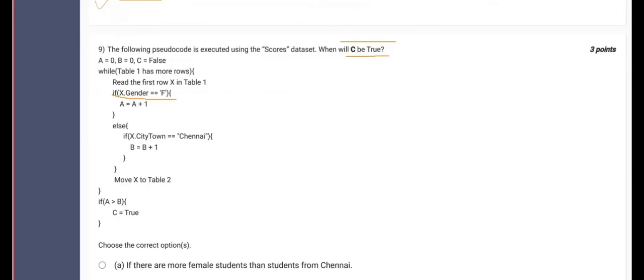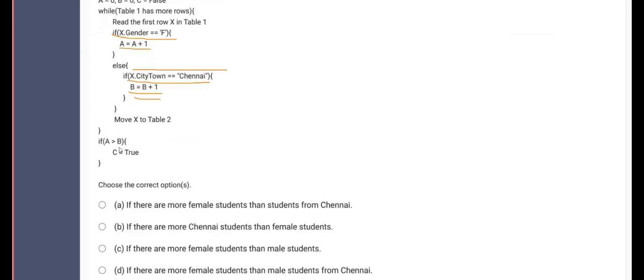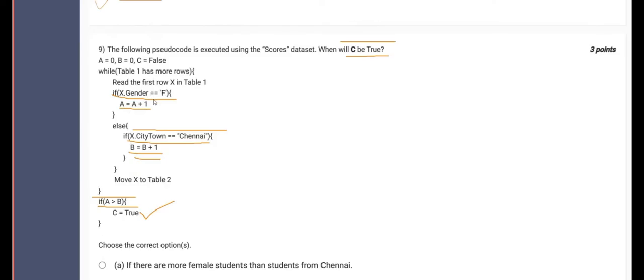If the gender is female, A is 1. Else if the town is Chennai, then B is 1. Here, if and only if A is greater than B, then C will be true. That means what is A? A is nothing other than the number of girls, right? And what is B? If it is not a girl, the number of males from Chennai.